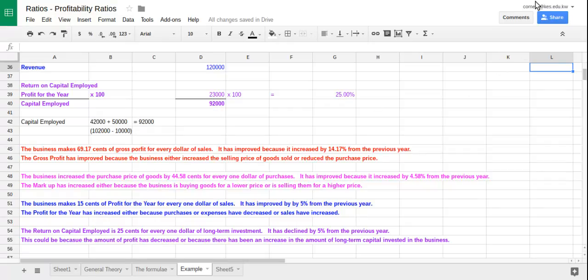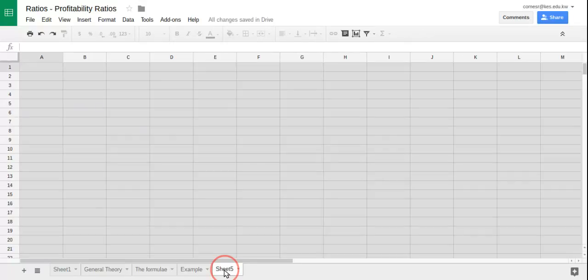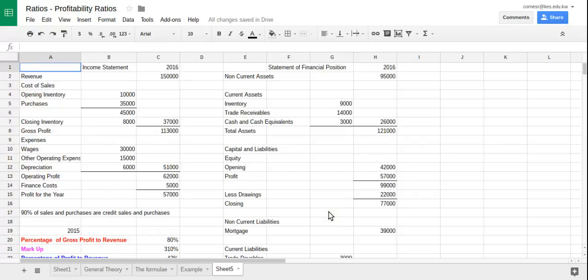Right, I hope that was all good for you guys. There are some questions for you to have a go at doing here on sheet number 5. For those of you that I teach, you need to go through, work out the questions and send them back to me. Otherwise, good luck.